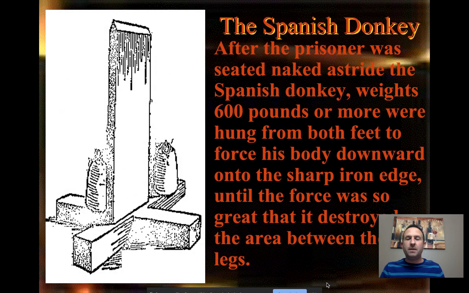Ooh, the Spanish donkey. Oh, this hurts just thinking about it. After a prisoner was seated naked astride the Spanish donkey, they'll apply 600 pounds or more of weights to each of his feet as he is slowly, heavily pulled downward on a sharp iron edge to basically destroy the area between the legs.